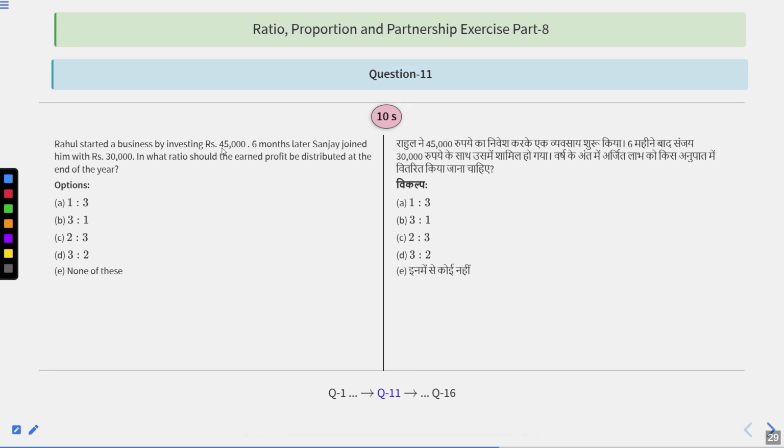Rahul started a business by investing rupees 45,000. 6 months later, Sanjay joined him with rupees 30,000. In what ratio should the earned profit be distributed at the end of the year? You have 5 options and 10 seconds to analyze the question. Your time starts now.